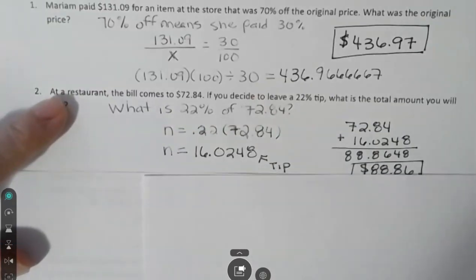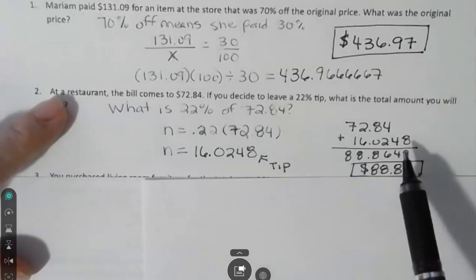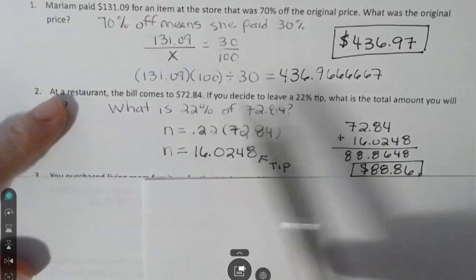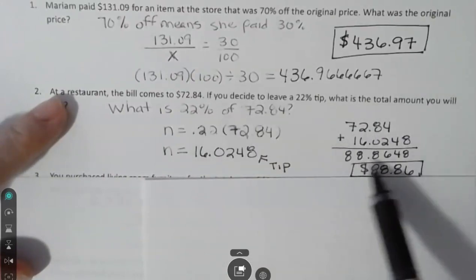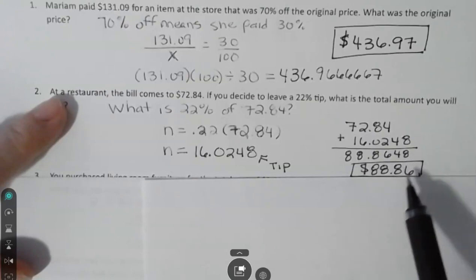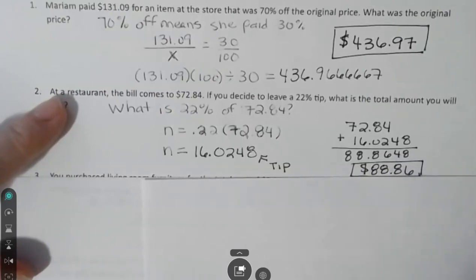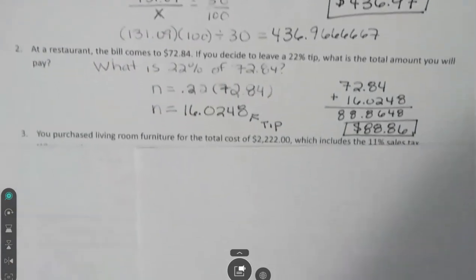But they didn't ask what the tip was. They asked, what are we going to pay all together? And so that's when I don't want you to round. Just take that number in your calculator and add it to the original cost of the bill, $72.84 plus the tip, which would be $88.8648, rounded to 2 places. Because this 6 has a 4 next to it, it wouldn't round up. We'd be paying $88.86 if we tipped 22% there.